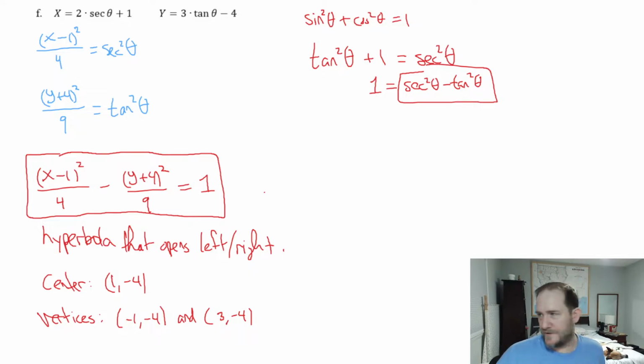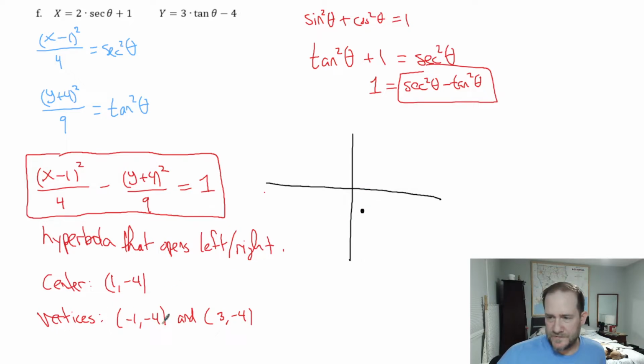Now I'm not going to ask you to graph this, but imagine a world where I did. What would you do? You plot your center, it's at 1, negative 4. You plot your vertices, they are, what did we say, 2 to the left and right. And then your b value, so to speak, is 3. So from here, you'd go up and down by 3. We're down 4, so it would be here and here.